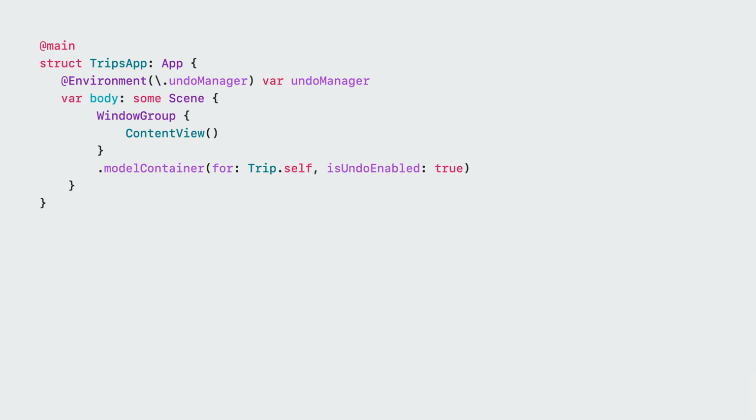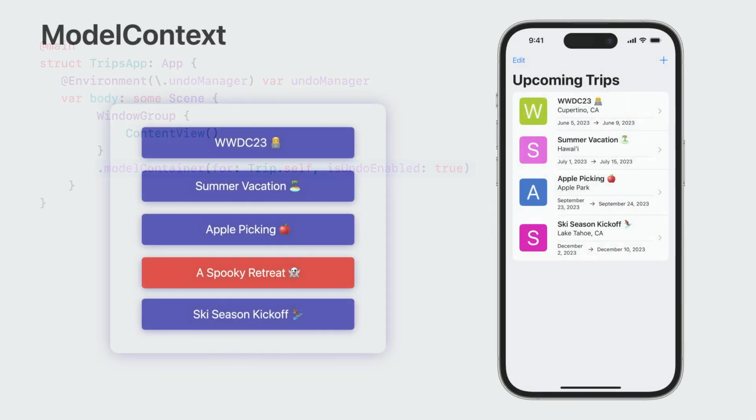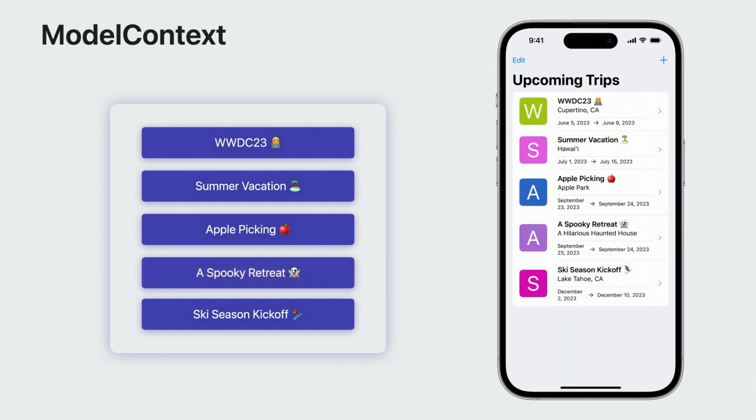In SwiftUI applications, the model container modifier has this isUndo enabled argument, which binds the Window's undo manager to the container's main context. That means that as changes are made in the main context, system gestures like three-finger swipe and shake can be used to undo or redo changes with no additional code.